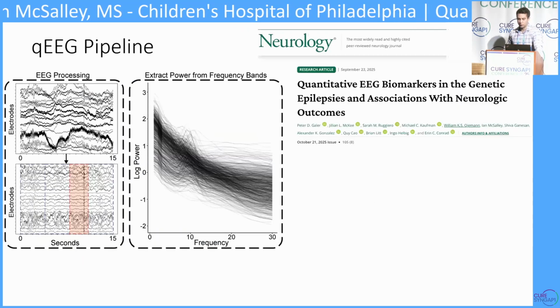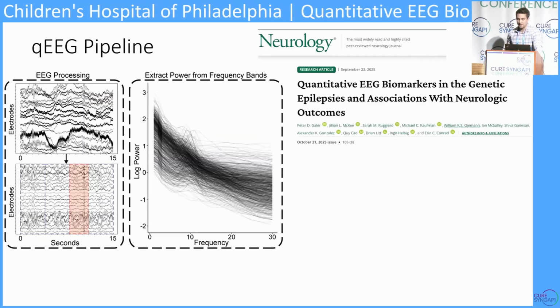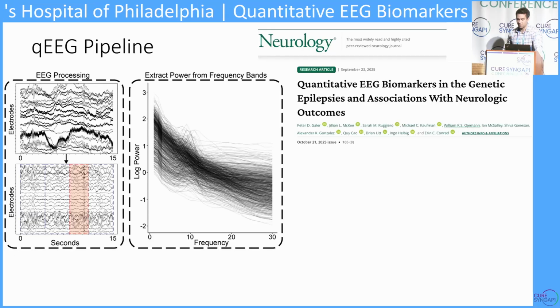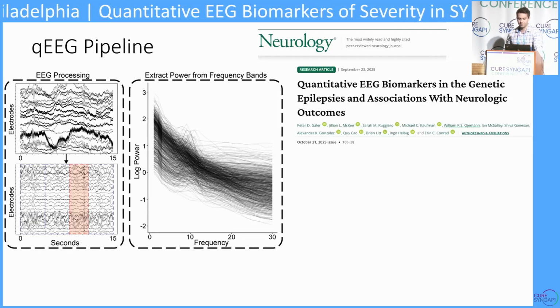In September, our group published a work authored by our then postdoc Peter Gaylor. In this study, we assembled a QEEG pipeline for processing recordings and extracting spectral features, providing the power bands and ratios that I mentioned earlier.